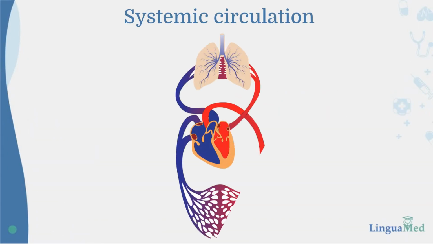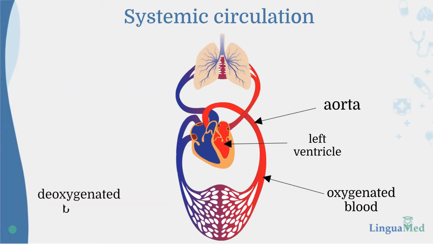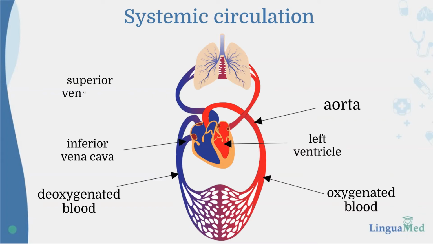The systemic circulation starts in the left ventricle. The left ventricle pumps blood into the aorta. The aorta carries the oxygenated blood to all parts of the body. Then the deoxygenated blood is returned from the lower part of the body through the inferior vena cava and from the upper part of the body through the superior vena cava to the right atrium. In the right atrium, the systemic circulation finishes.